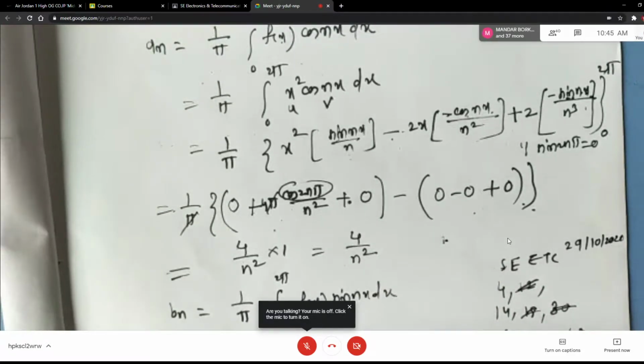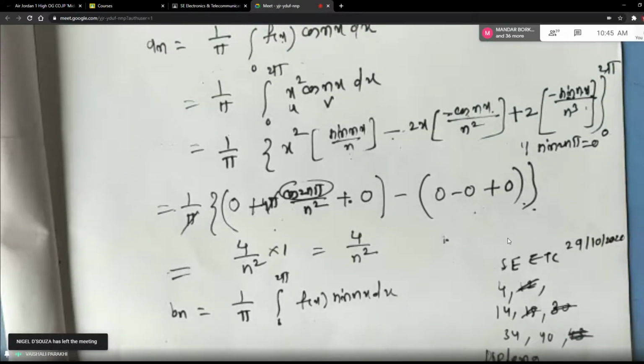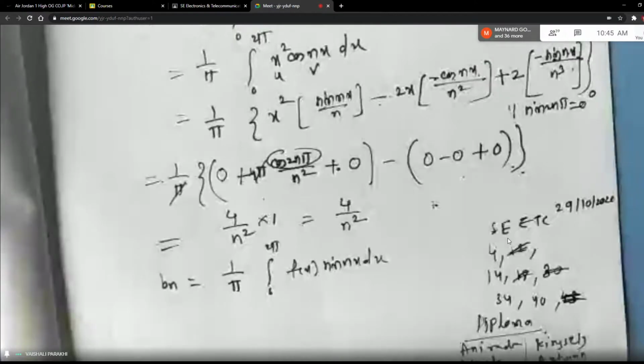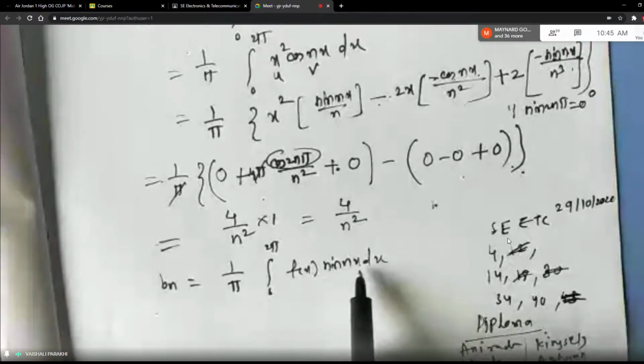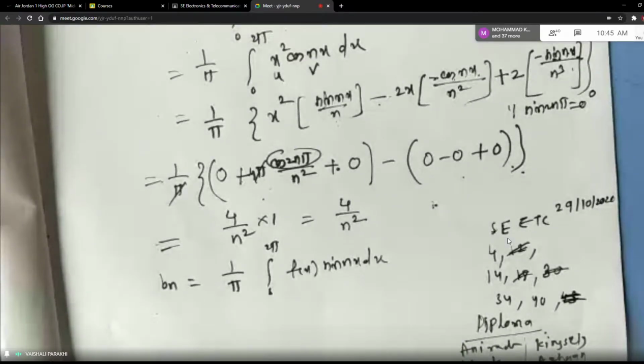Now let us continue with the same problem. We have to get bn and we have to deduce the series which is asked to be proved in the question, right? So now continue. The bn formula is written as 1 by pi integral 0 to 2 pi f of x sin nx dx. Anybody got this bn, students?